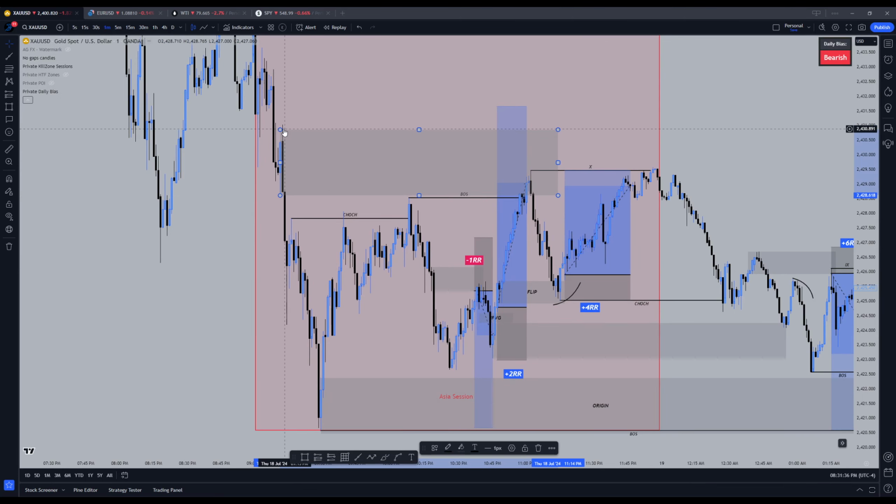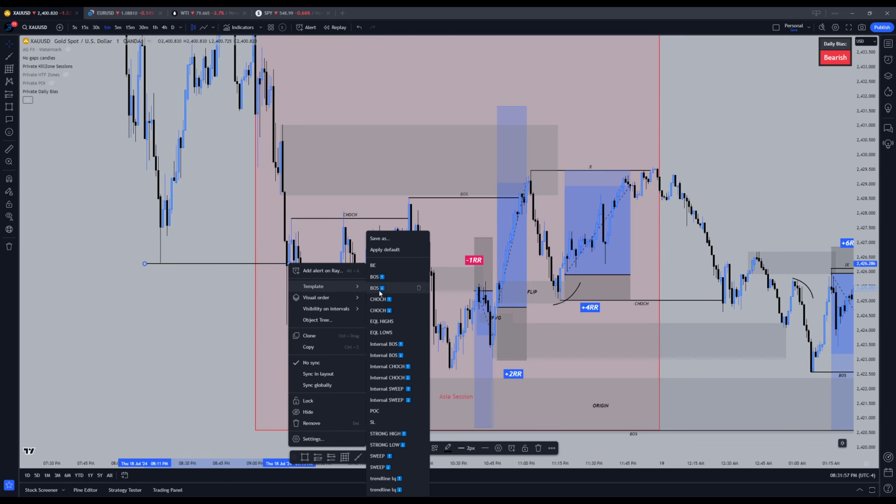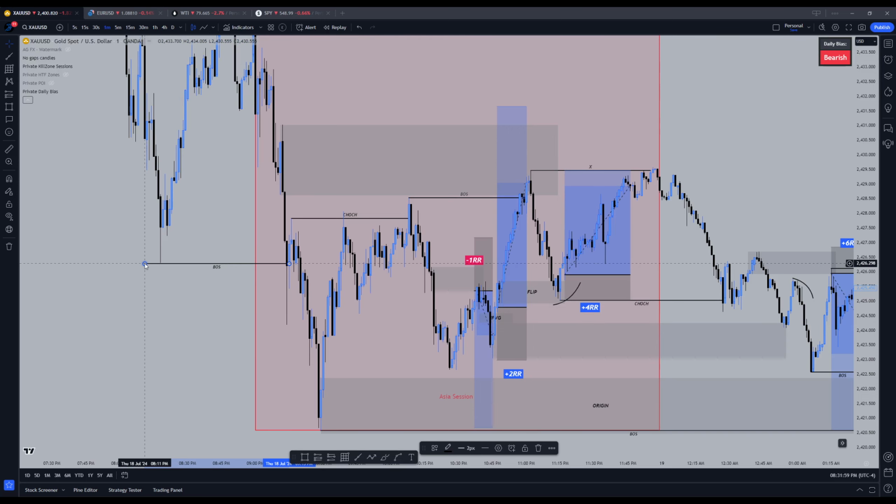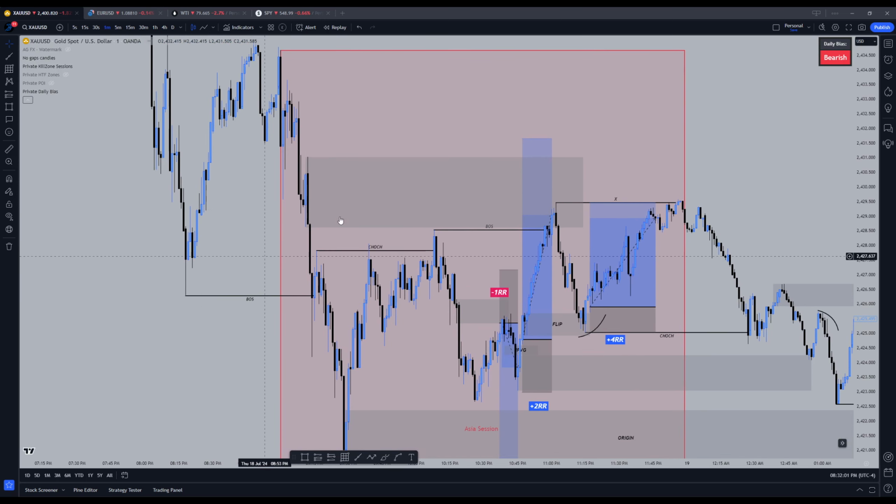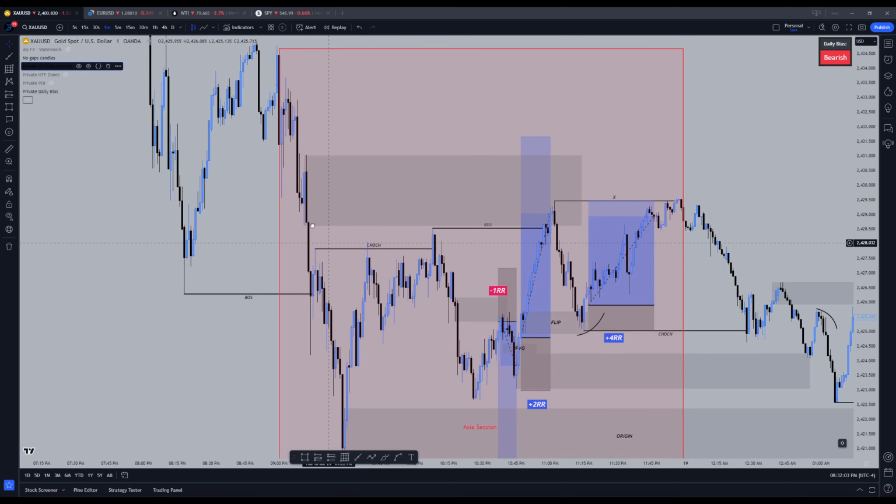Again, this is just how I name my zones. Feel free to name this whatever you want. You can name this a decisional zone, just as long as you understand the reason for marking that zone. So what I mean by that is, essentially you want to make sure that this is a significant zone, and it is because it caused a break of structure here, right? An external break of structure. So this is a reasonable zone for price to continue short.